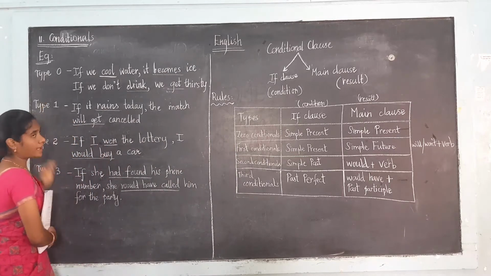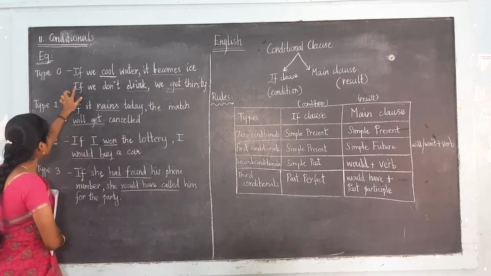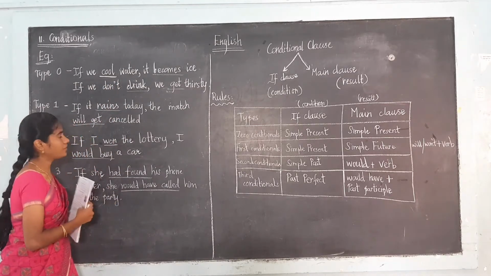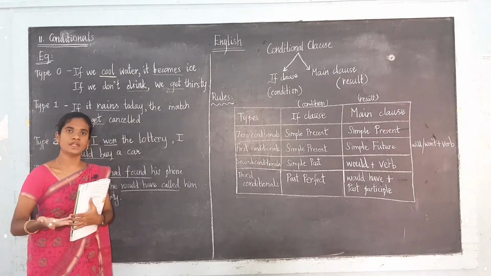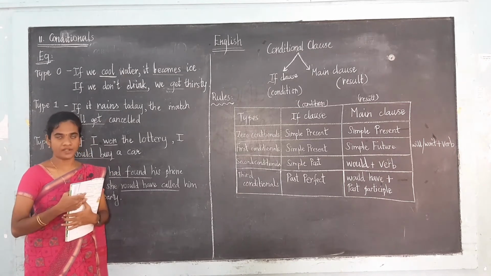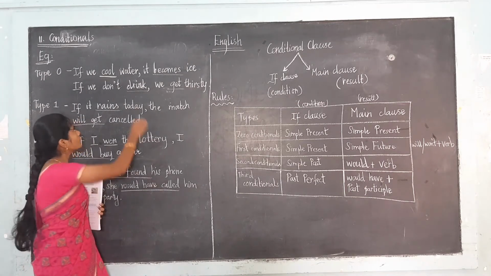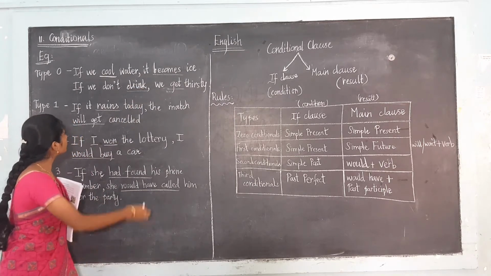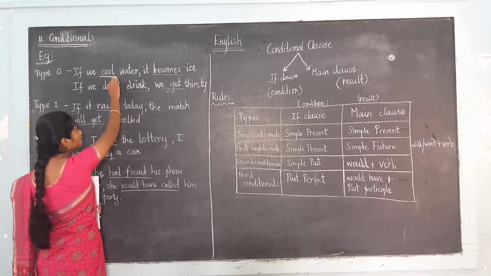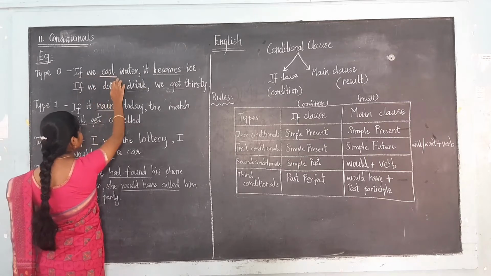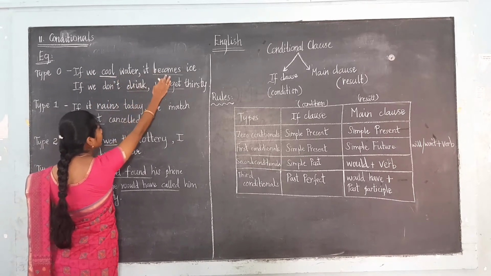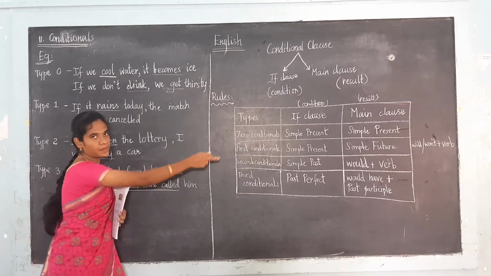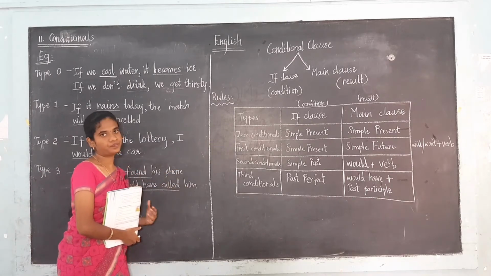So first one, type 0. See this, if we cool water it becomes ice. So what is this? This is the general truth. We all know that. So if we cool water, it becomes ice. Now see the structure. It is in the simple present. The if clause should be in the simple present and the main clause should be in the simple present. Both should be in the simple present, as I have written here.